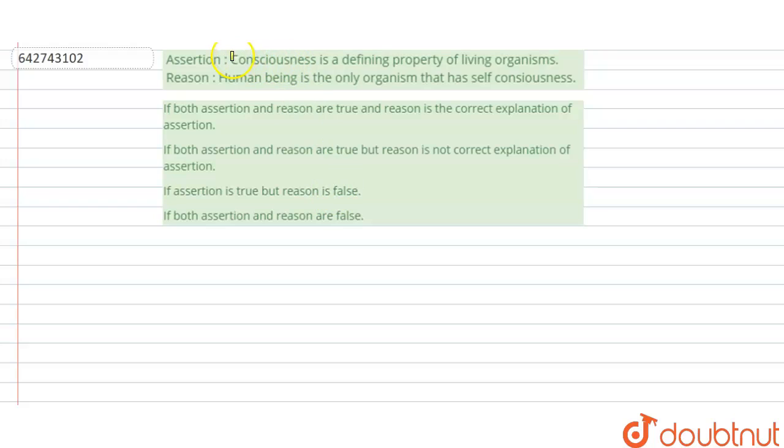So the question here is of assertion and reason type. The assertion statement says that consciousness is a defining property of living organisms. The reason statement says that human being is the only organism that has self-consciousness. The options are: assertion and reason are true, and reason is the correct explanation of assertion; both assertion and reason are true, but reason is not the correct explanation of assertion; assertion is true, but reason is false; both assertion and reason are false.